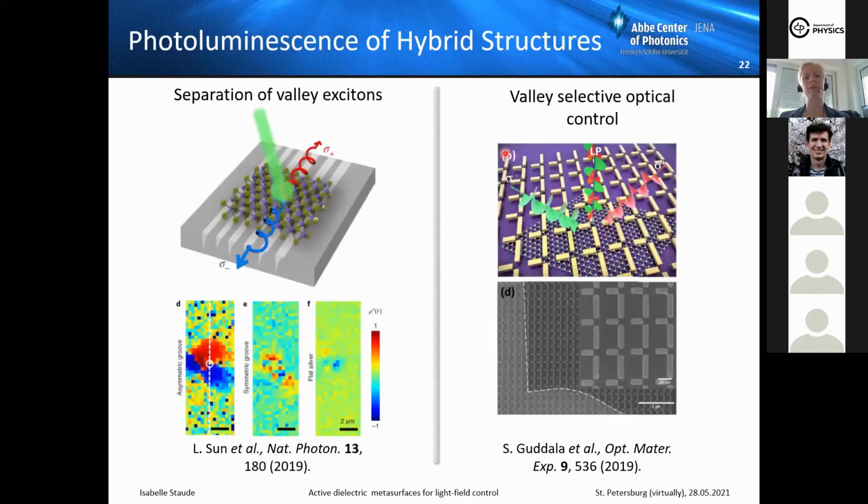All right, so we didn't use many of the particular properties of the MoS2 apart from its strong bandgap fluorescence. So a topic we are now really interested in, as I mentioned, is to use this valley degree of freedom in tailoring emission properties. And here I showed two works from the literature where, for instance, separation of valley excitons in such a grooved metal film was shown, and also valley selective optical control in a dielectric metasurface.